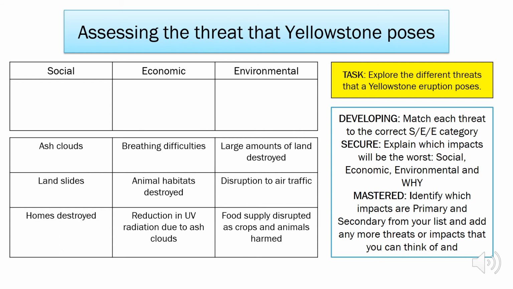So developing, match each one into the correct social, economic, and environmental category. Secure, which one is the worst and why. And mastered, identify which impacts are primary impacts and which are secondary impacts.